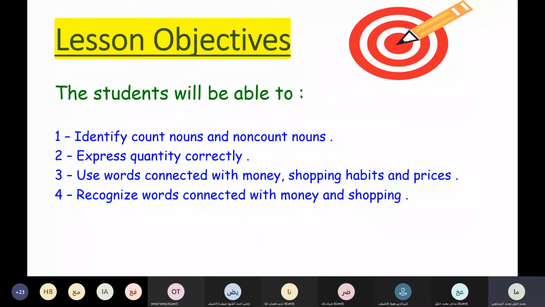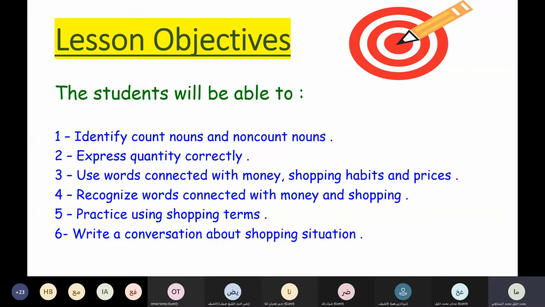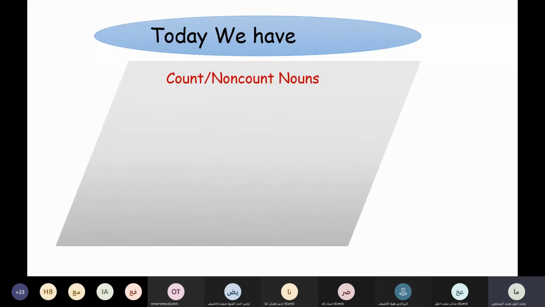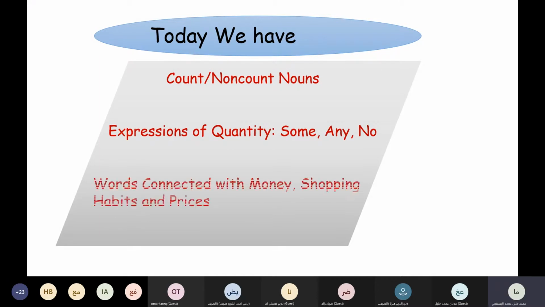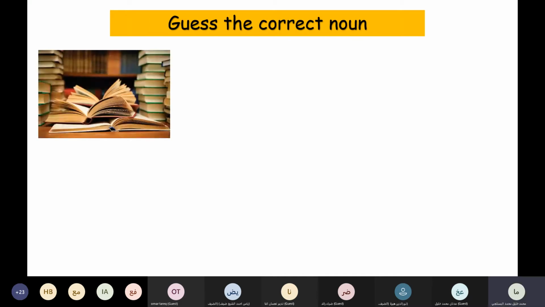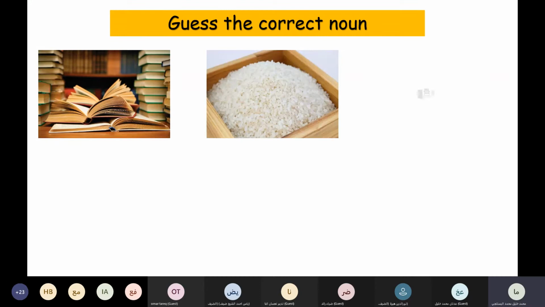Recognize words connected with money and shopping. Practice using shopping terms and write or complete the conversation about a shopping situation. Okay, so again, we are going to talk about count and non-count nouns, expressions of quantity or quantifiers using some, any, no, and words connected with money, shopping habits, and prices. Let's start with the first point about countable nouns and uncountable nouns.